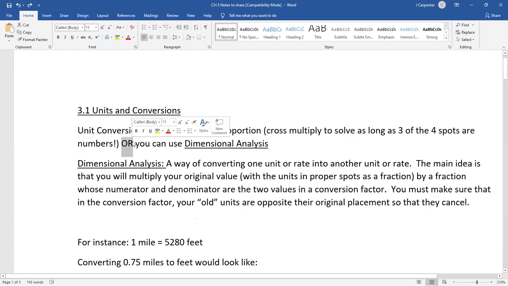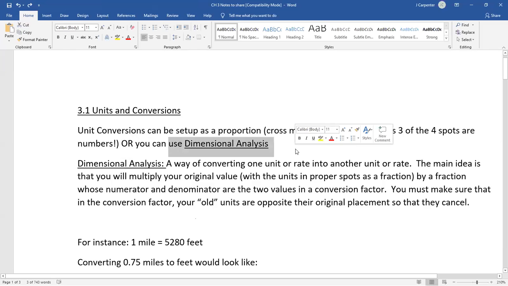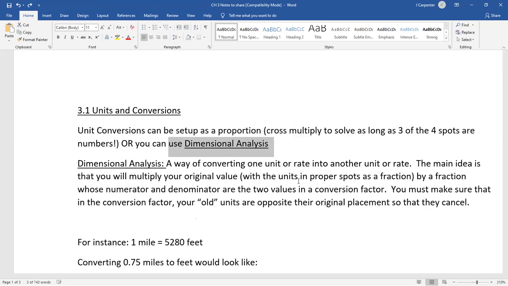Or, capitalized Or, the thing that we'll be focusing heavily on, because we've already done proportions over and over and over again, you can use dimensional analysis. So the two methods of conversions are proportions or dimensional analysis. Proportions are great when you're just converting from one thing to another where you know exactly the conversion factor from one thing to another. So if I want to go from miles to feet, doing a proportion is not bad because I know exactly how many miles is exactly how many feet.